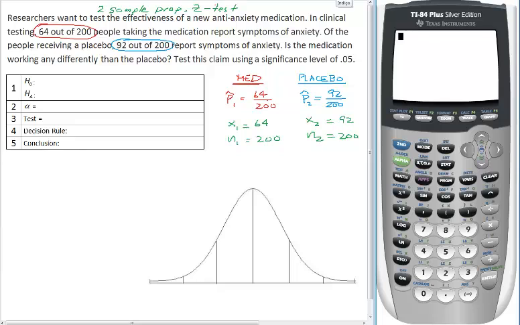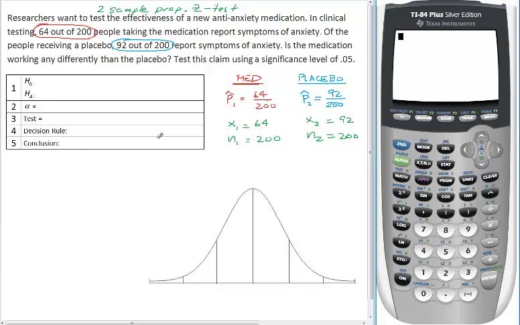Now, the fact that our sample sizes are the same is not significant, okay? That's common in clinical testing. However, people drop out, so they usually never turn out to be equal, and we don't need them to be equal to run this test. So that's just in this particular problem. Now, let's go through our 5 steps.